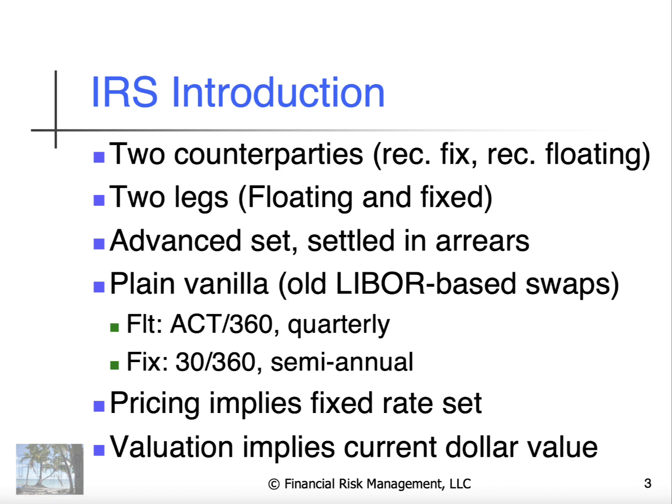Typically, interest rate swaps are what are referred to as advanced settled in arrears. That is just like a bank CD. The interest rate is identified at the beginning of the period and paid at the end. Plain vanilla or just vanilla swaps using the old LIBOR-based method were actual 360 quarterly on the floating leg and 30/360 semi-annual on the fixed.